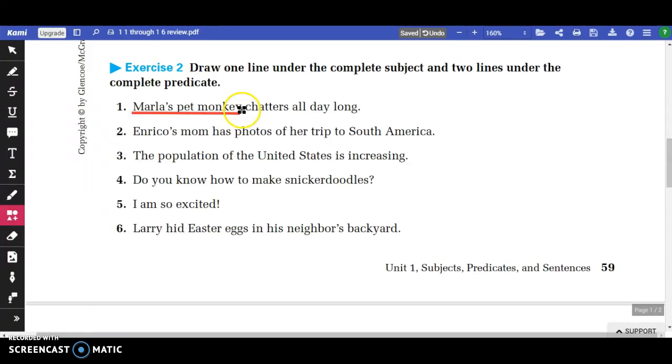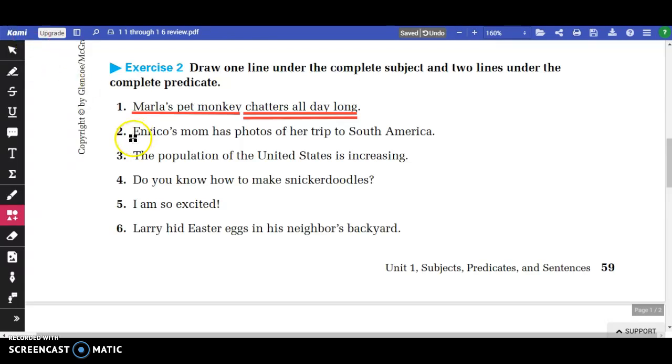And then what the monkey does is it chatters, and all day long tells me more about how it chatters. So I'm going to underline this twice. All right. Sentence 2. Enrico's mom has photos of her trip to South America.